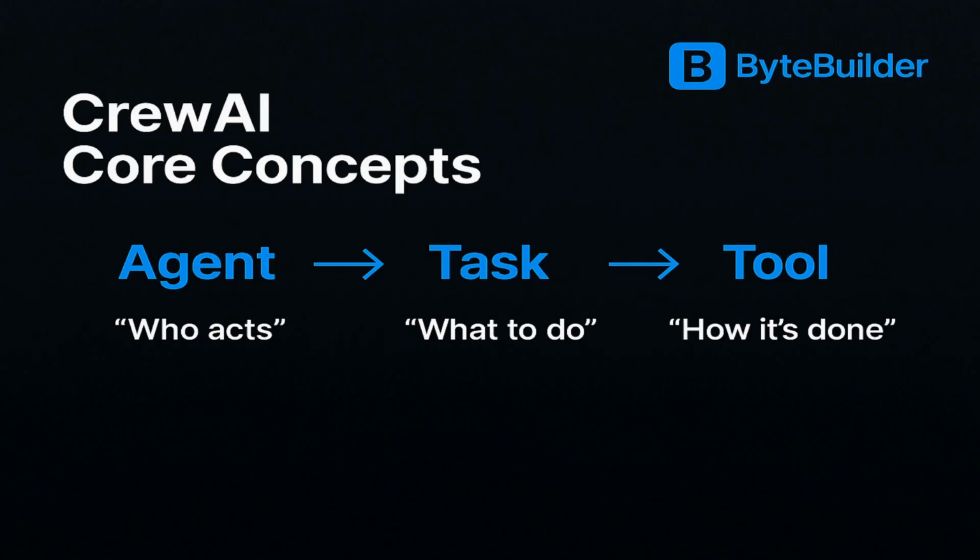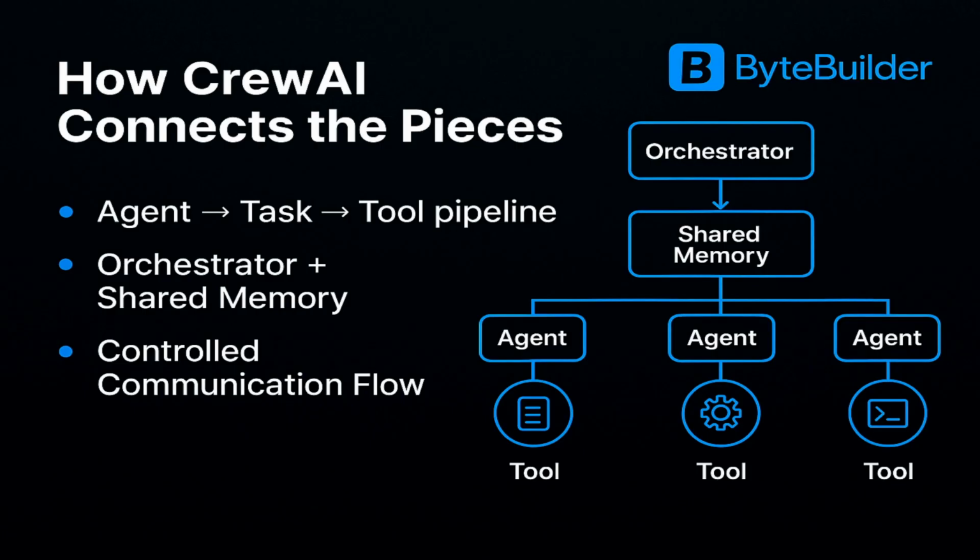When you connect these three layers, agents, tasks, and tools, CrewAI becomes an orchestration engine. It coordinates who does what, in what order, and with which resources. This is what makes CrewAI more than just a wrapper around LLMs. It's a framework for building intelligent systems that think together. Now let's connect the dots and look at the architecture itself.